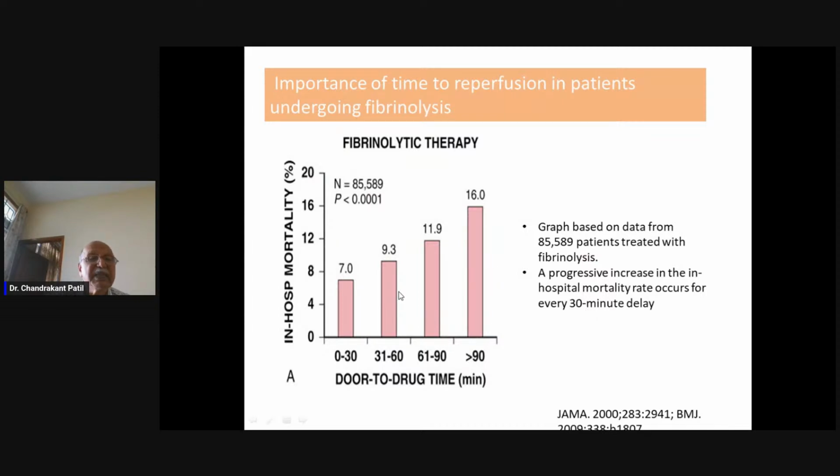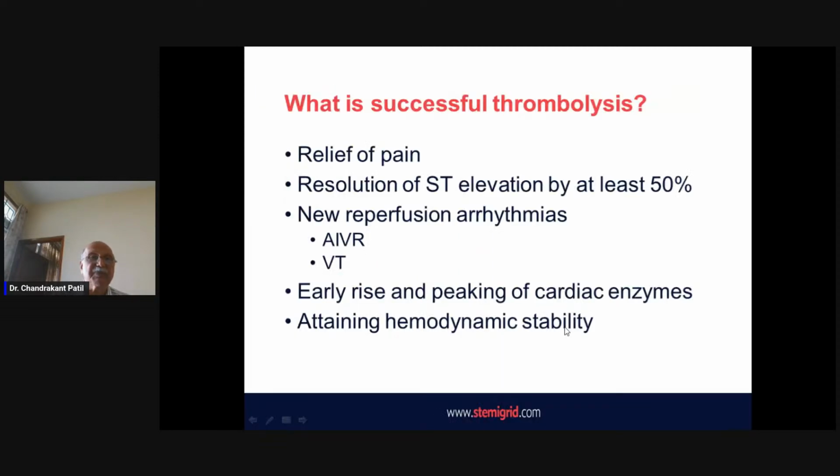So you can see here the door to drug time, that is fibrinolysis: if you give it within 30 minutes, the in-hospital mortality is very low. Whereas if you go on delaying the time of fibrinolysis, the mortality is going to be quite high. That's why it should be administered as soon as possible.